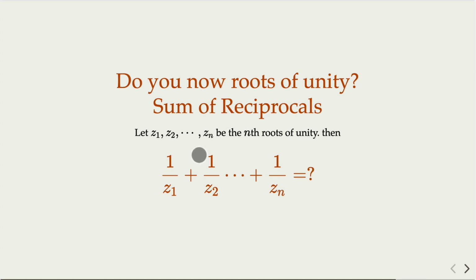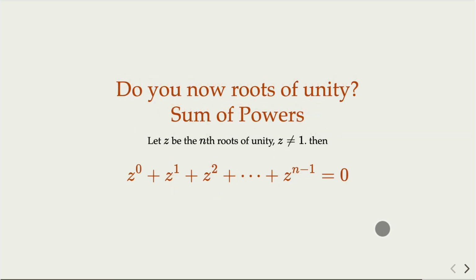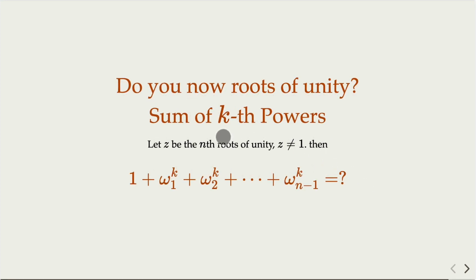Now, how about reciprocals? If you have the n roots of unity, what is the summation of the reciprocals of those numbers? That's an exercise. And how about the sum of powers? Earlier, of course, we said the sum of the roots is going to be 0. How do you prove that? And how about the sum of kth powers? If I have n different roots, where 1 is always one of the roots, and then omega, up to omega to the n minus 1, what is the sum here? That depends on the value of k. Again, this is left as an exercise.